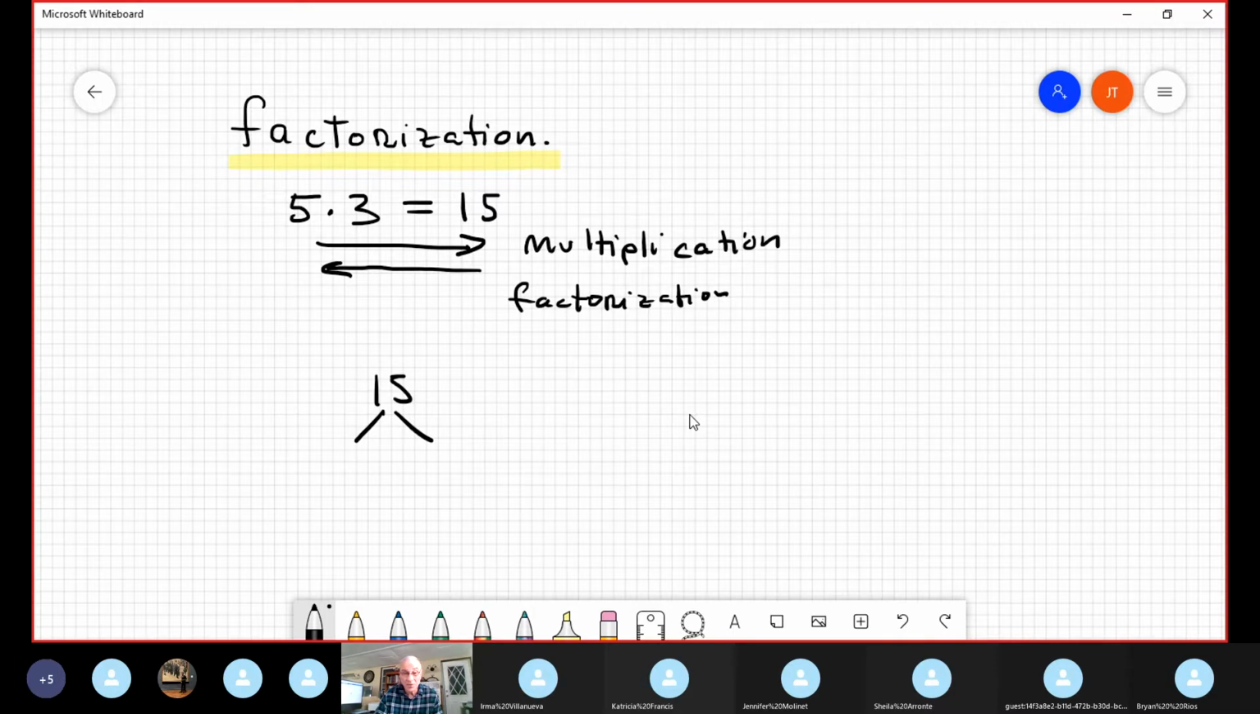Okay, I want to refresh your memory now about prime numbers. It's 3 and 5. So this is the factorization process. Break it down. And this is super important.